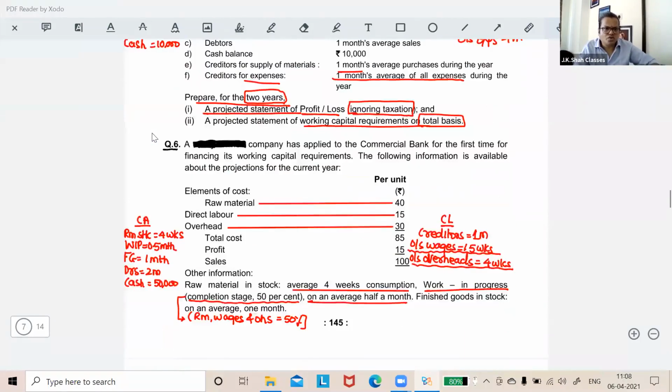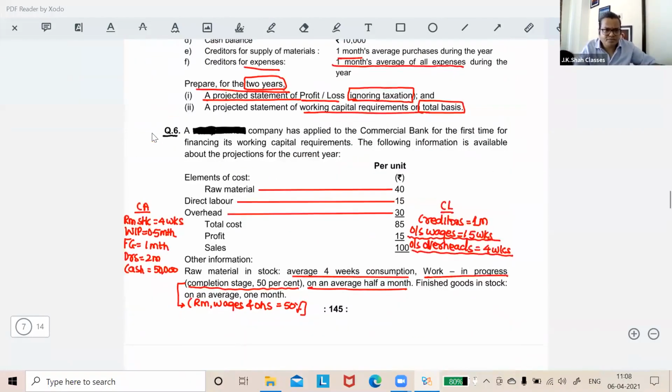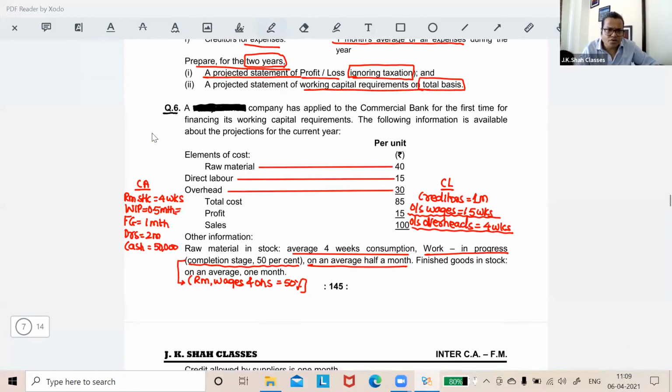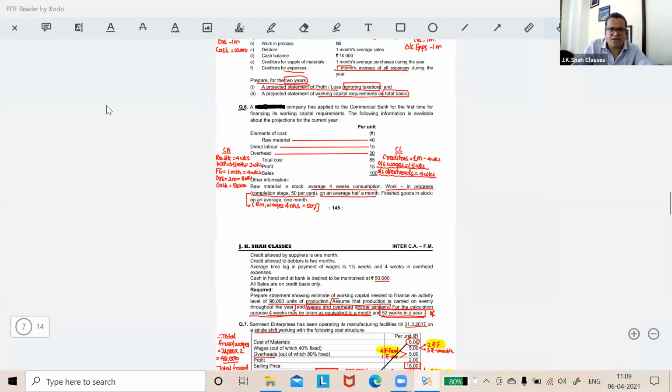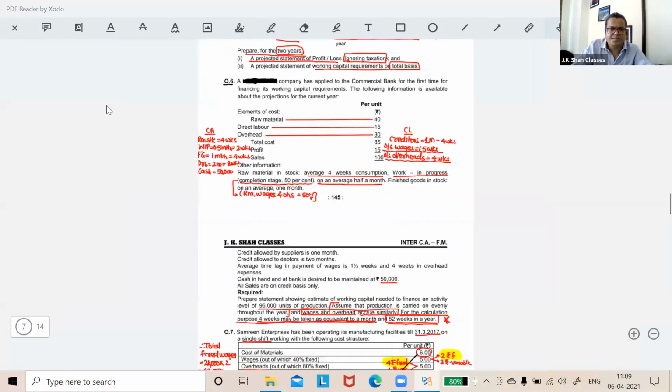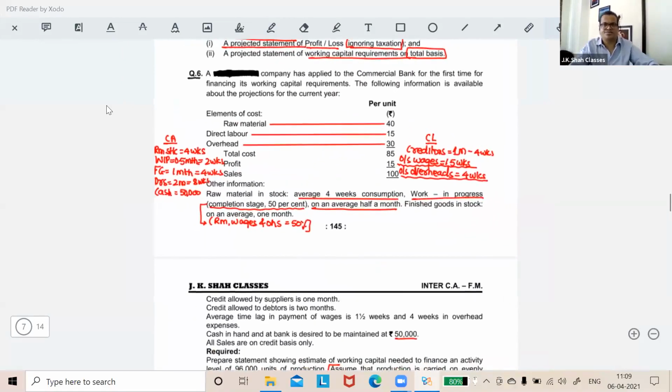So look for the data. 0.5 month will become 2 weeks. 1 month will become 4 weeks. 2 months would become 8 weeks. Here, 1 month would become 4 weeks. The rest of the things are already in weeks, so don't convert them. Keep them as they are. If you are done, or you have to mark anything, then I'll keep it on the screen. Else, I will shift.